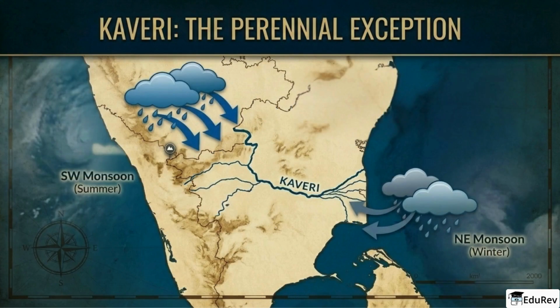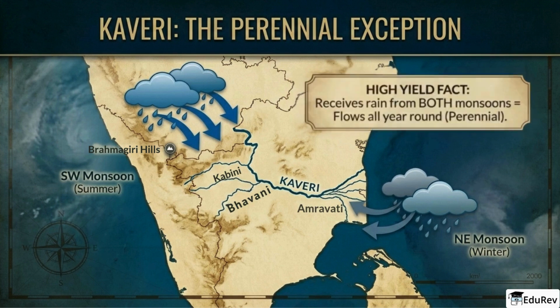Now Kaveri, the peninsular exception that students often underestimate. It rises in the Brahmagiri hills. Major tributaries shown here are Kabini, Bhavani, and Amravati. And here is the high-yield fact. Kaveri receives rainfall from both monsoons, from the southwest monsoon in summer and from the northeast monsoon in winter. That is why it is described here as a perennial river. It flows through the year. This is exactly the kind of climate drainage linkage UPSC rewards.